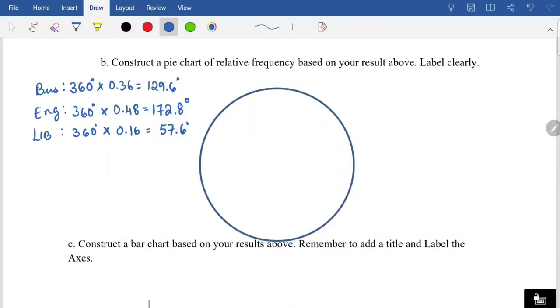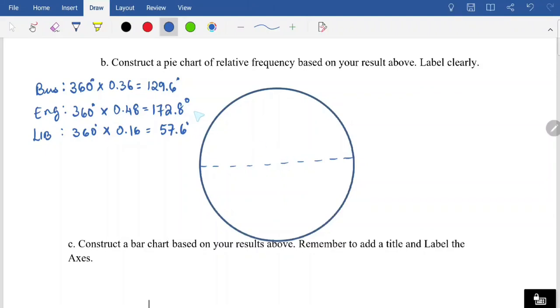Okay, so now we are ready to divide our circle into pieces. What I'm going to do is start with the engineering portion. That's 172.8 degrees, correct? So 172.8 degrees is close to 180 degrees. So what is 180 degrees? It's a straight line. So if we divide our circle from the center, this angle is 180 degrees.